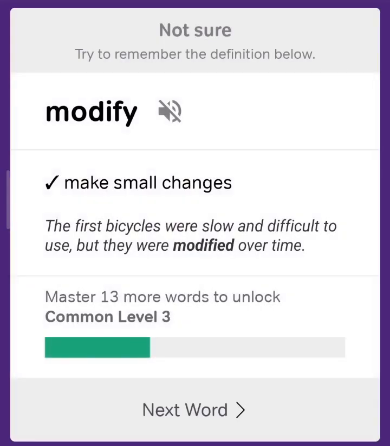Modify, make small changes. The first bicycles were slow and difficult to use, but they were modified over time.